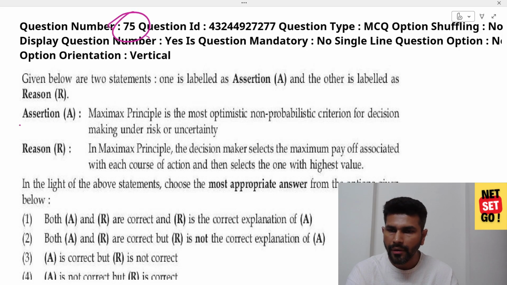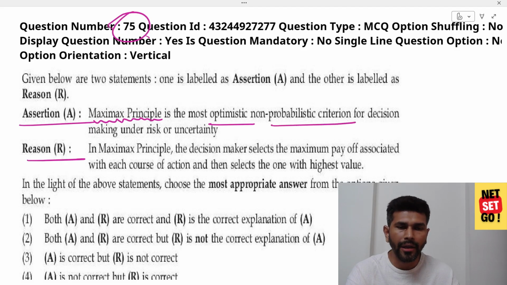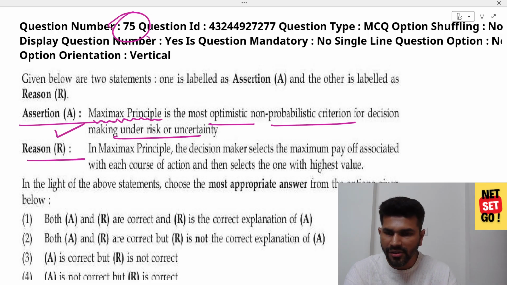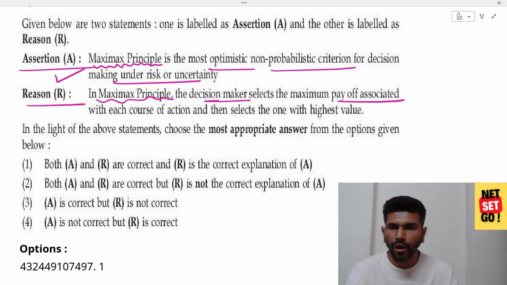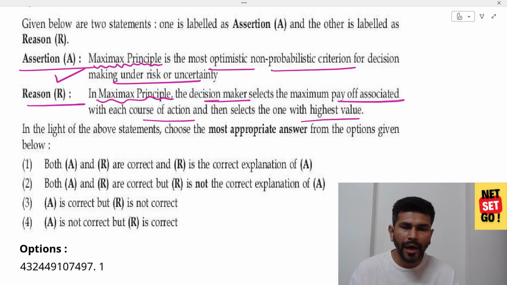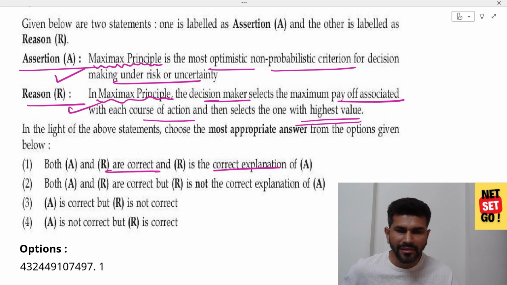And the last question, assertion reason. Maximax principle is the most optimistic, non-probabilistic criterion for decision making under risk or uncertainty. Correct. Assertion is correct. Reason: in Maximax principle, the decision maker selects the maximum payoff associated with each course of action and then selects the one with the highest value. Reason is also correct. Both are correct, and R is also the correct explanation of A. So option 1 is the correct answer.